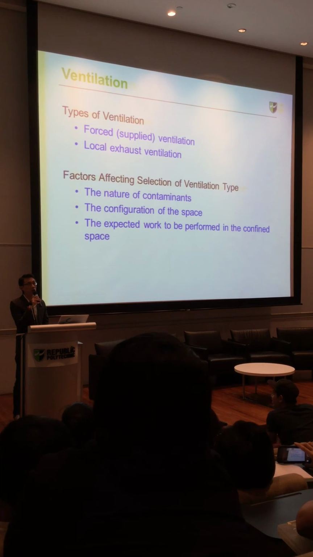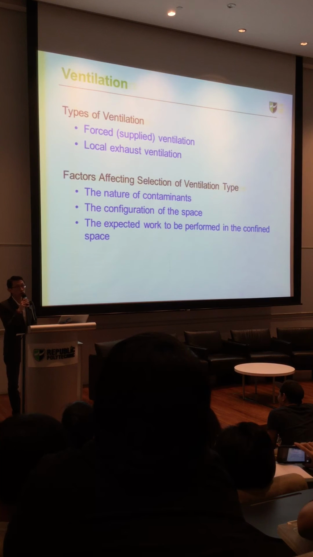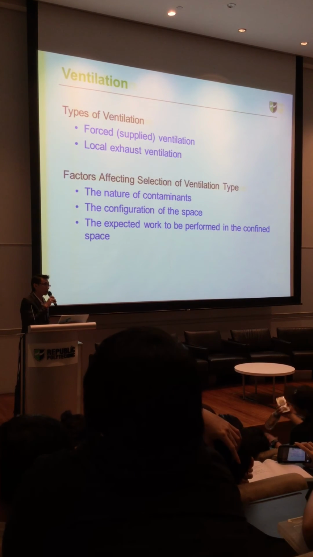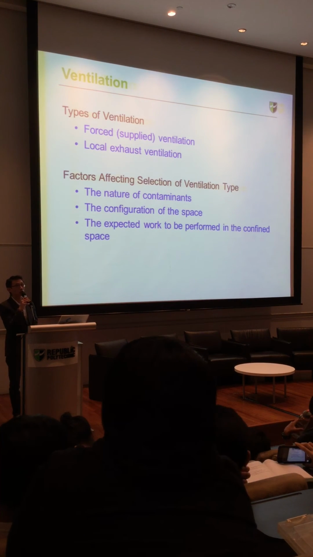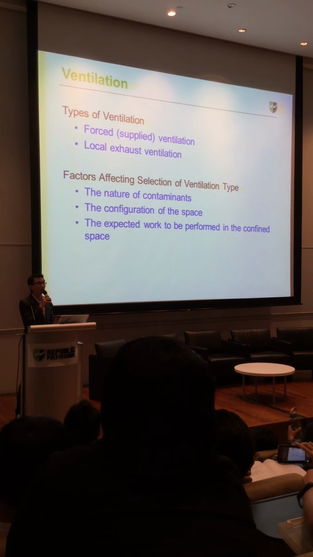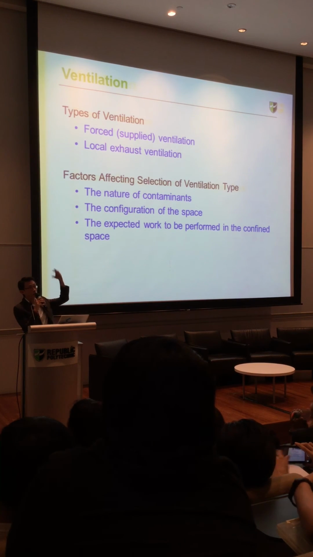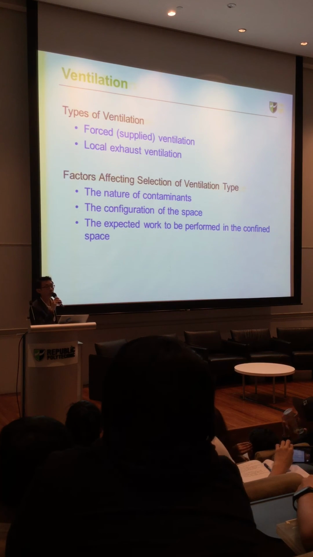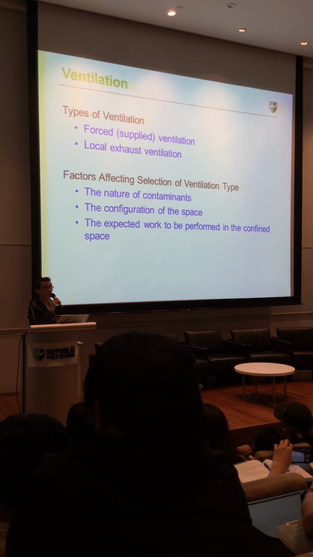The types of ventilation: there is a forced type versus the local type. What is the difference between the two? The forced type of ventilation means supply. You try to push some air through. One example is your classroom. If we cut off the ventilation system, it will be pretty uncomfortable. So that's why we have the aircon air coming in, to supply you with the air you need to breathe.